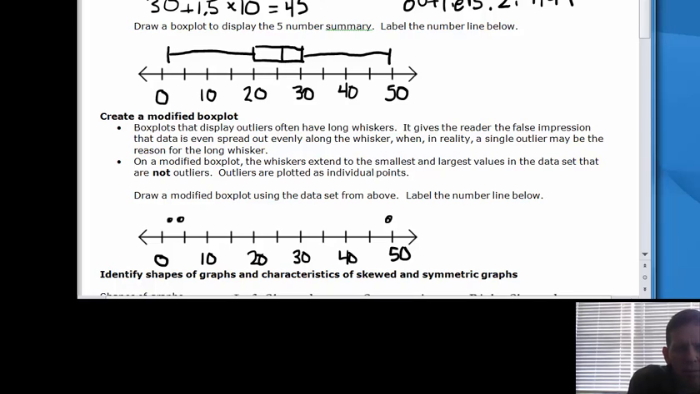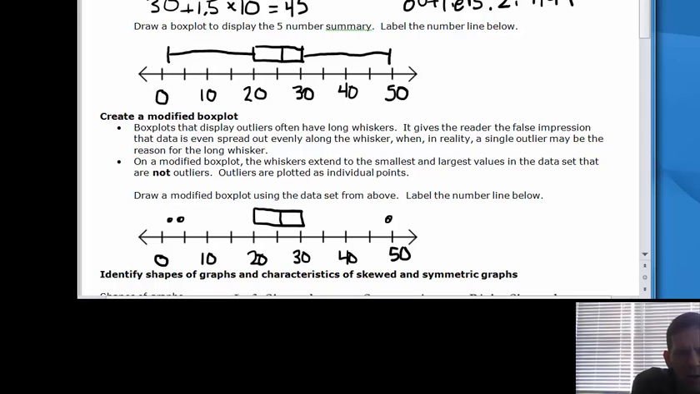The box is going to be in the same place as before, so the 20, 26, and 30 aren't going to change. I'm still going to have a vertical line at 20, 26, and 30. So on a modified box plot, the box stays the same. However, the whiskers extend to the last points that are not outliers.